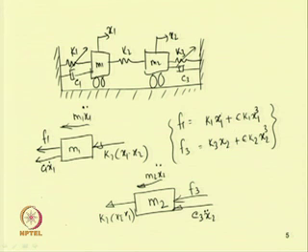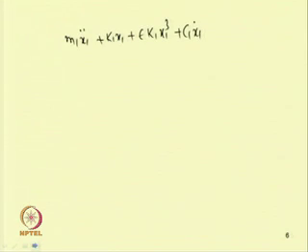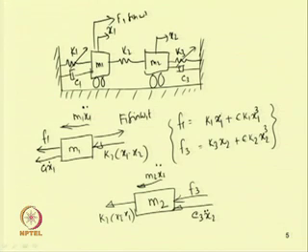So, this is f1, then plus c1 x1 dot. If I am applying a force, let me apply a force capital F1 sin omega t. So, that force will be equal to F1 sin omega 1 t. So, I can write this equation equal to F1 sin omega 1 t.